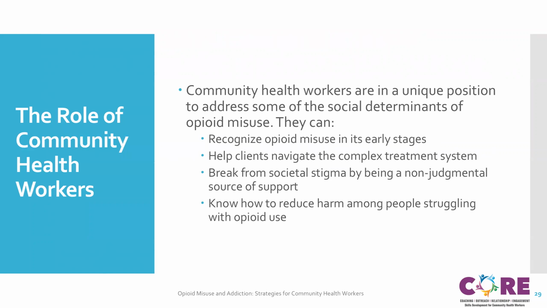So the formal healthcare system has in recent years really failed in a lot of ways to prevent the negative effects of opioids, in part because they don't always see the social determinants of health and how these environments really play into the choices that patients make. Community health workers, on the other hand, do see these social determinants every single day with their clients. They see the things that affect their lives. So I think that community health workers are in a really unique, great position to address some of these social determinants. And I've outlined a few ways that I think that they can do this. One is just to recognize opioid misuse in its early stages.